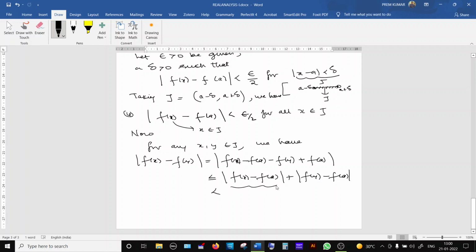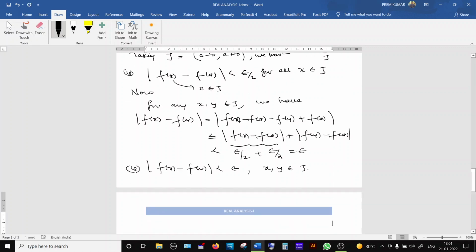And this quantity is less than what? Epsilon by 2, because already we proved this. And this is also so: if y belongs to J, then this condition is satisfied. That is why this is also less than epsilon by 2. Overall it is less than epsilon. That is, the difference between f of x and f of y for any 2 elements in J is always less than epsilon whenever x and y belong to J.